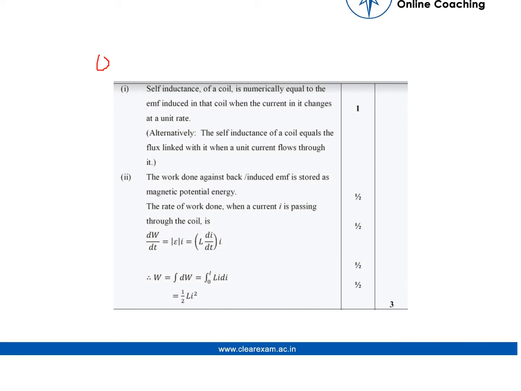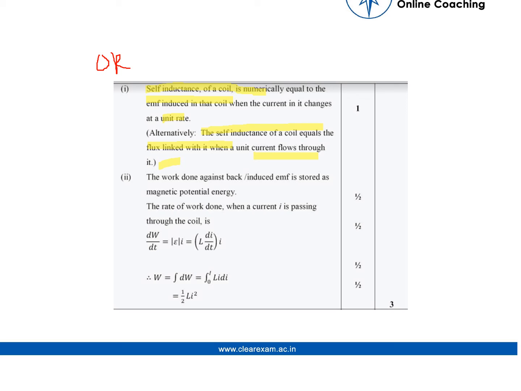Now coming to the OR part. Here in the first part we have defined self-inductance of a coil as numerically equal to the EMF induced in that coil when the current in it changes at a unit rate. Alternatively, we could also write it this way: the self-inductance of a coil equals the flux linked with it when a unit current flows through it.